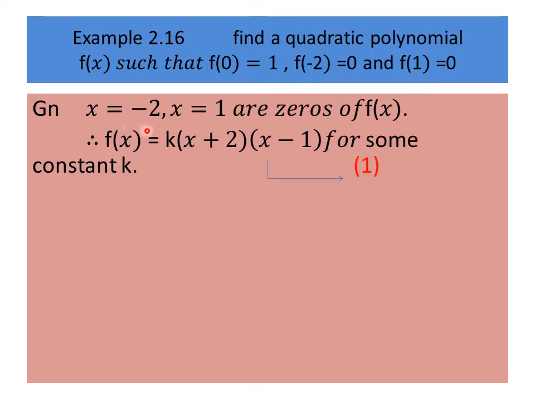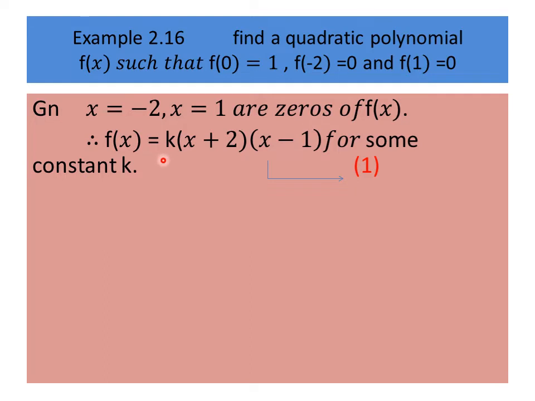So it is given x equal to minus 2, x equal to 1 are zeros of f of x. How are we writing this line? You see here, when we replace x by minus 2 and when we replace x by 1, we are getting the remainder as 0, isn't it? So these two values will be the zeros of f of x. Zeros means roots of f of x.